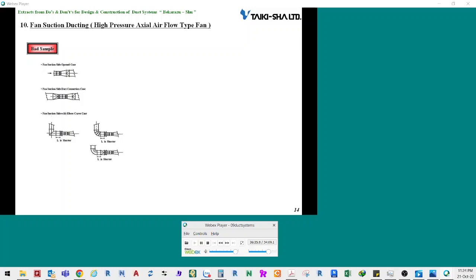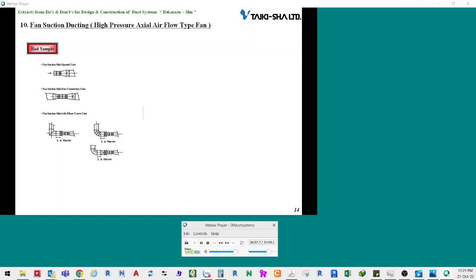Now, I will explain about inlet ducts for high-pressure type axial flow fans. A bad example is shown on the left side of the slide. One of the bad points of duct connection to fans is that there are no devices on the suction outlet open to the atmosphere. The duct width suddenly narrows toward the opening. A rectangle to round duct is directly connected to the fan suction outlet.